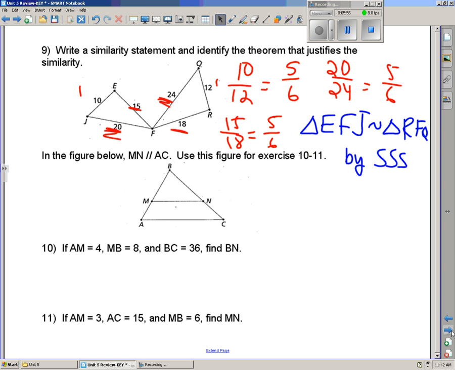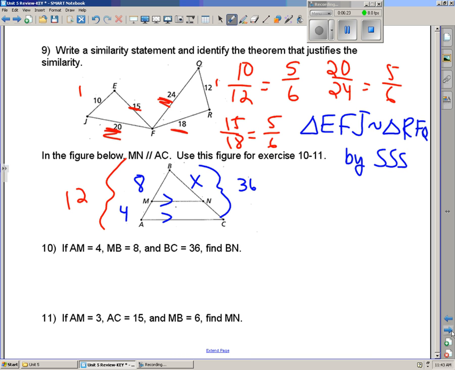The next one, the figure below, MN and AC are parallel, and we're going to use that for this next problem. It doesn't say MN is a midsegment, so you can't think that. But if AM is 4 and MB is 8 and BC is 36, I want you to find BN. So one thing that I probably would do is say, well, this whole side then would be 12. Add up those pieces, and I make a proportion.